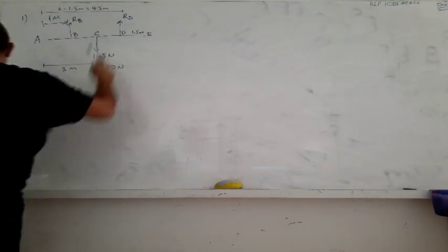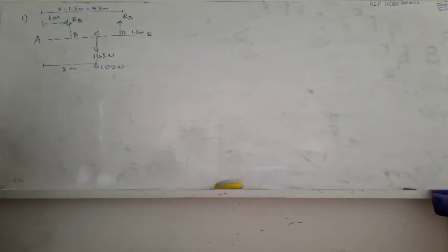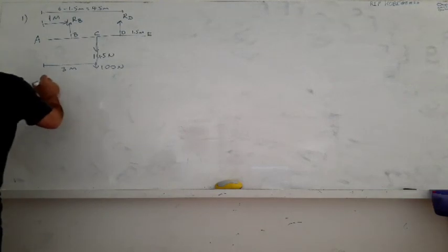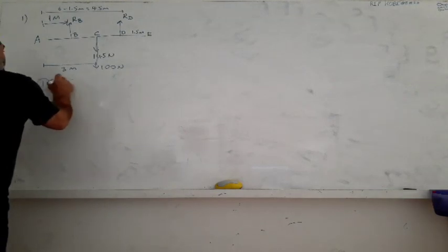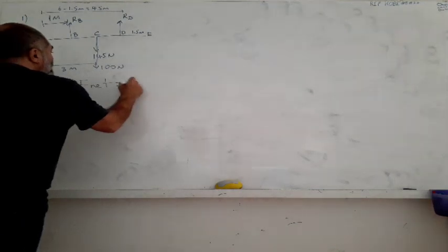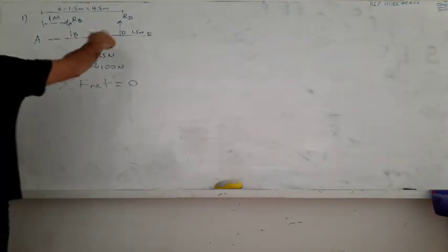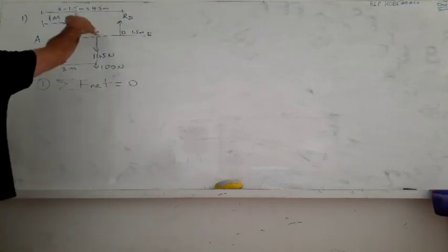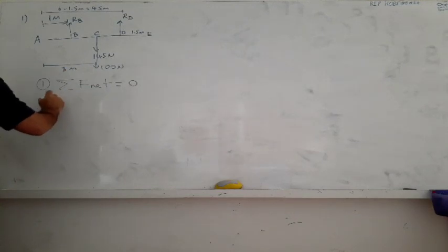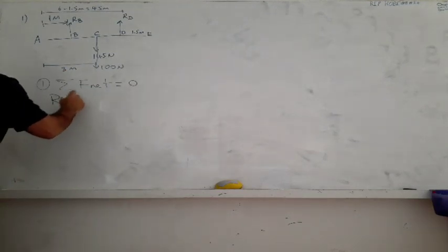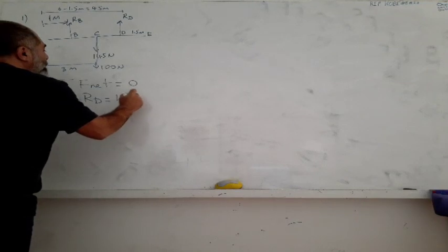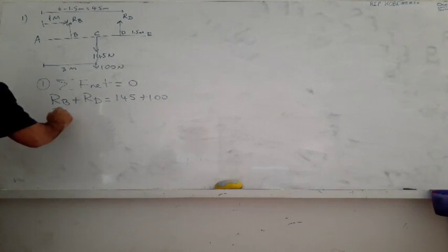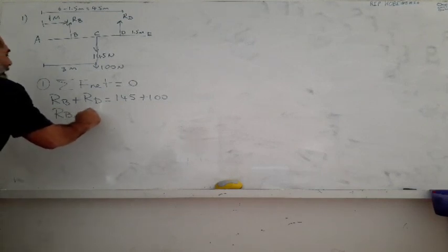So we have 2 rules to apply. What are those rules? Rule number 1, net force must be 0. So we have 2 forces pointing upwards and 2 forces pointing downwards. So RB plus RD is equal to 145 plus 100. So RB plus RD is equal to 245 newtons.